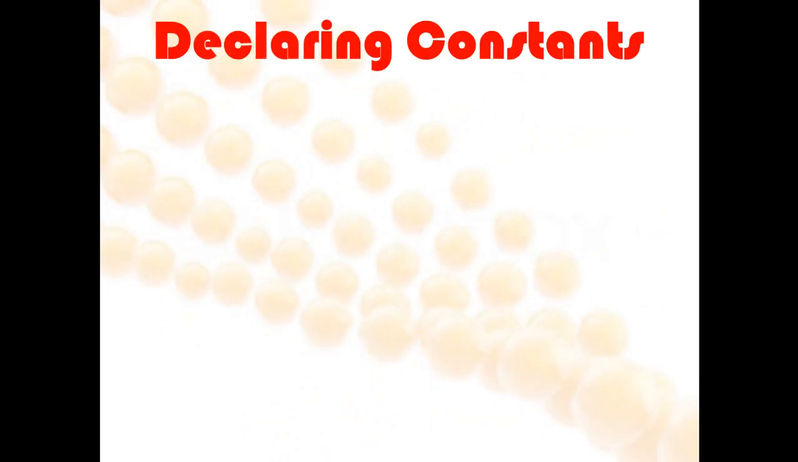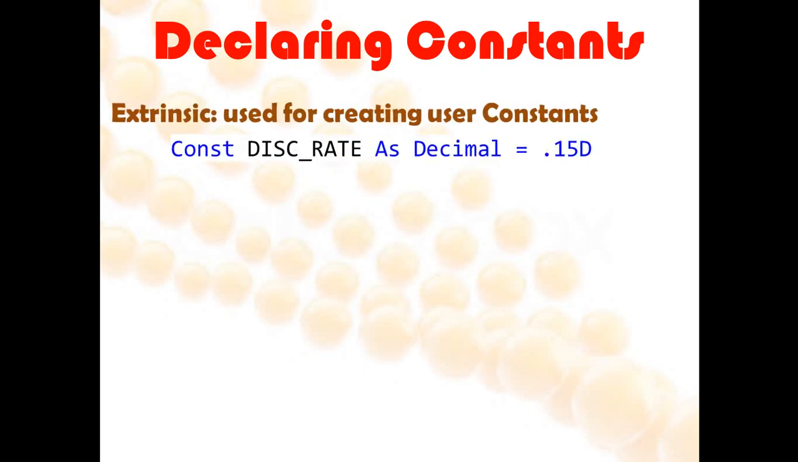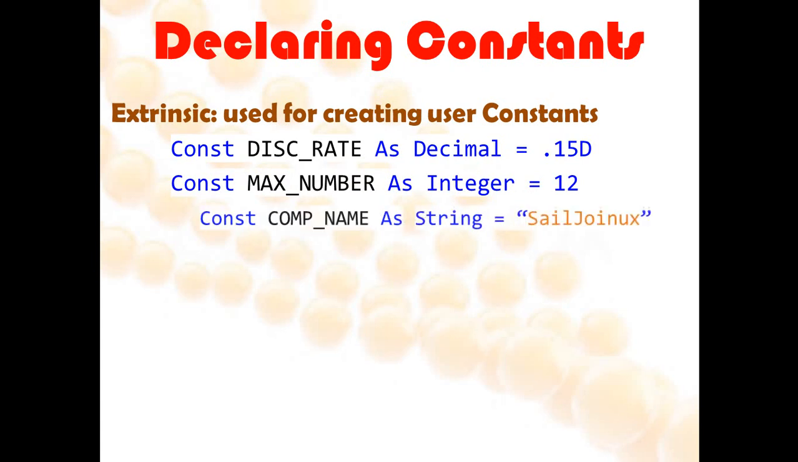Here I show you some examples of constants. Extrinsic constants are used for creating user constants. You can see I've declared a constant discount rate as decimal, where I've given it the value of 0.15. D stands for decimal there. Then I have a constant maximum number, which is an integer, which I've given a value of 12.